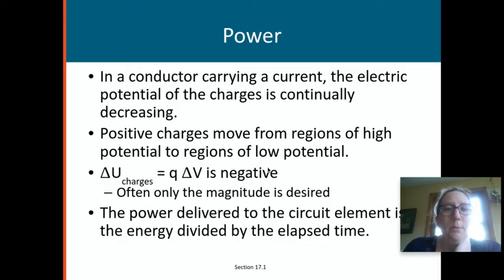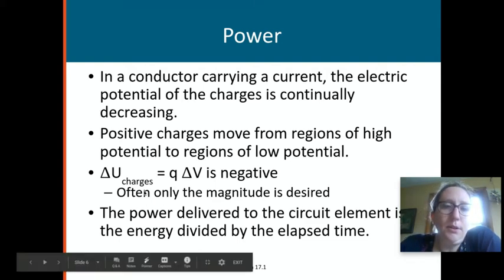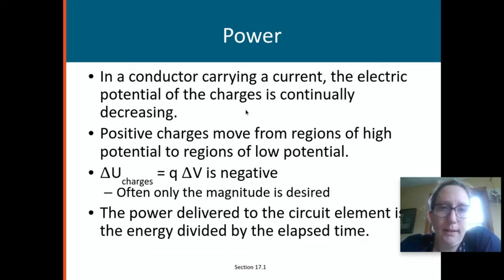All right, so then we get to power. Power is work over time. Okay? There's also other ways to do it. Okay? Here's some interesting ideas here.